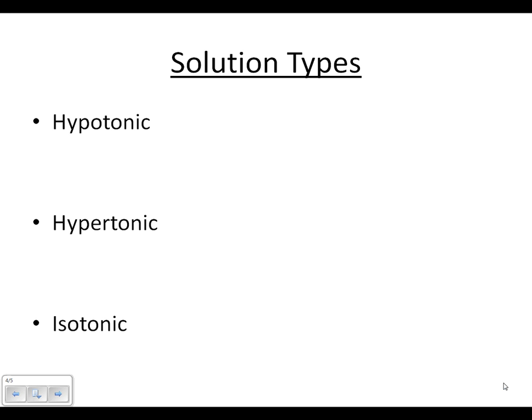All right, quick review of the solution types: hypotonic, hypertonic, isotonic. You remember from class, hypotonic, that would mean below strength, okay? So the solution has a lesser concentration of solutes. So just know hypo is below strength. Hypotonic, below strength.